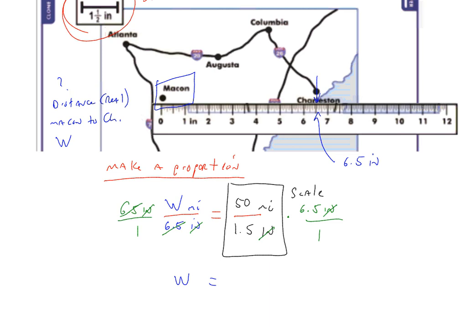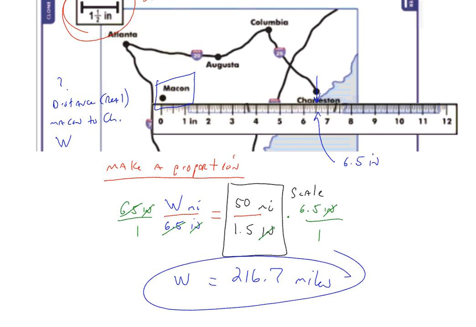Amber, what do you got? What's the round off? Was it even? No. 216 point what? What's the round? Well, I just got done telling you how to round off. 0.7. And what's our units? Miles. So 216.7 miles.